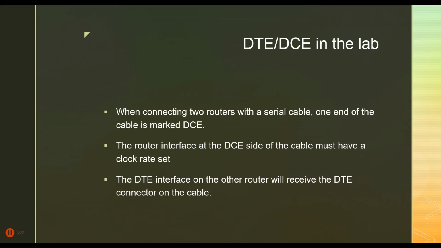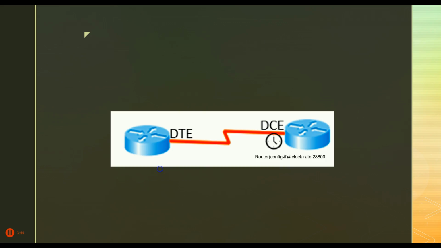And when you connect these two routers together, the router interface at the DCE side of the cable has to have the clock rate set in order for the communication to occur between the two devices. And then the DTE interface on the other side will receive the DTE connector on the cable. It's going to look something like this. So I've got two routers. I've got a serial cable that I put between them. One side of the serial cable is marked DCE.